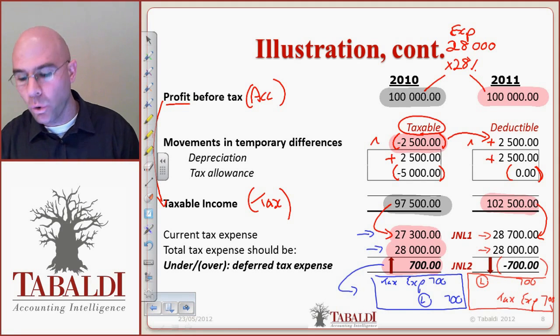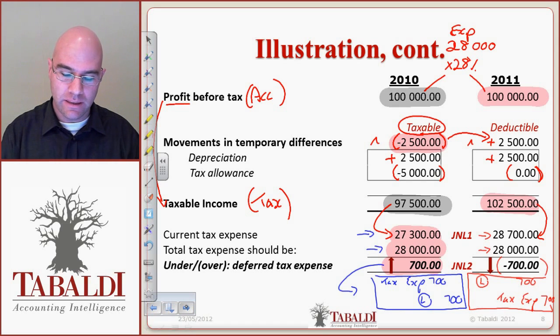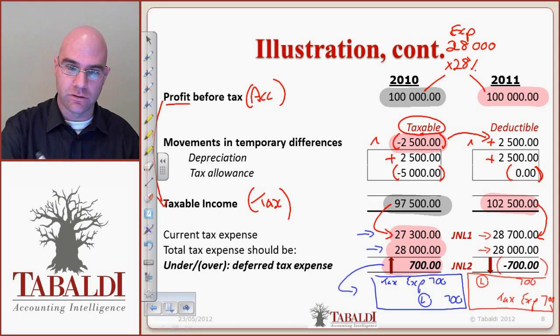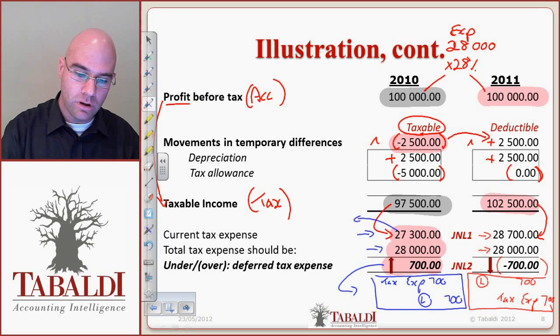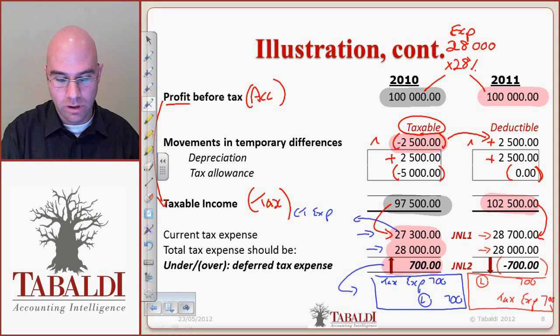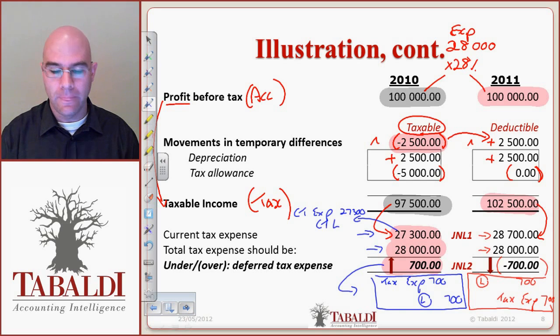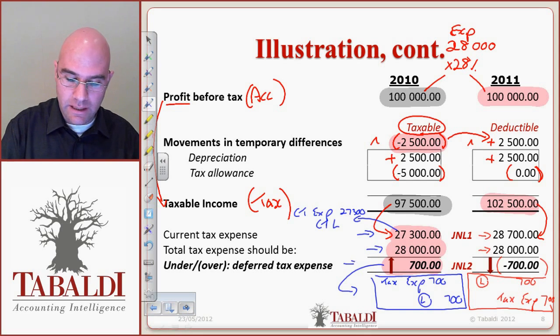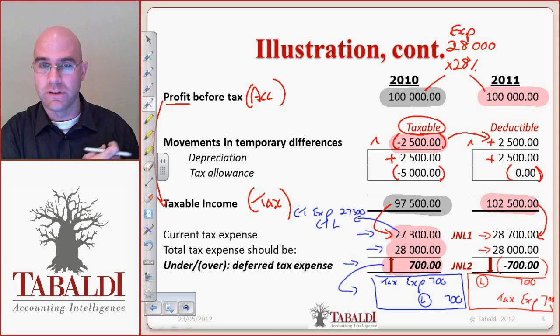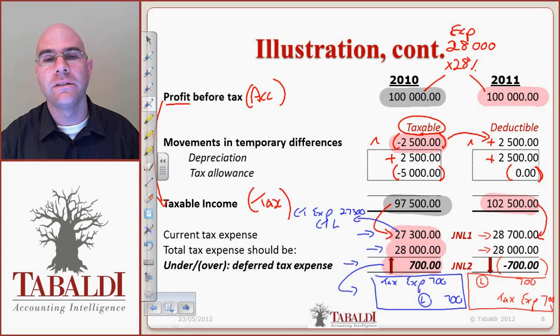Now, we haven't got into what we're calling that tax expense yet. We know that the original 27,300, for instance, is going to be your current tax expense, and you'll credit your current tax liability with 27,300. I think you've guessed by now that the 700 Rand increase or decrease is going to be a deferred tax expense movement.